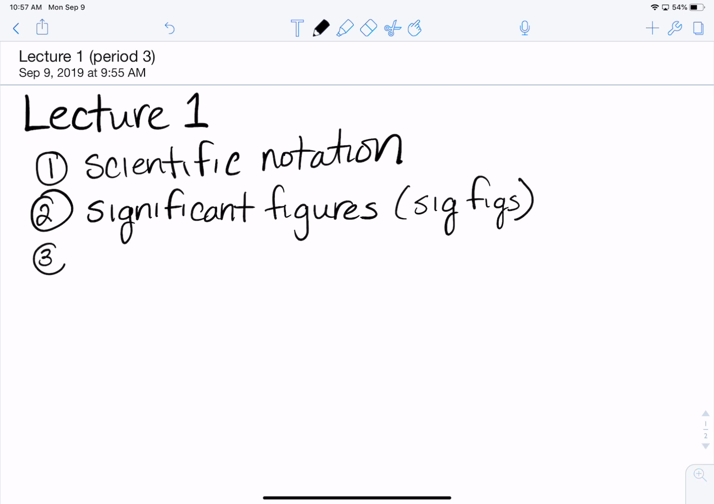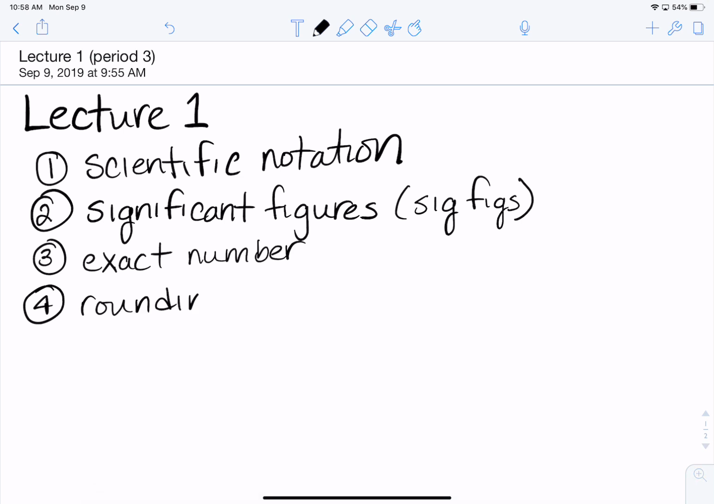We're going to learn about what an exact number is. Exact numbers are part of significant figures. And then lastly, we are going to review the rules of rounding. How do you round numbers? And a reminder for how you do that.